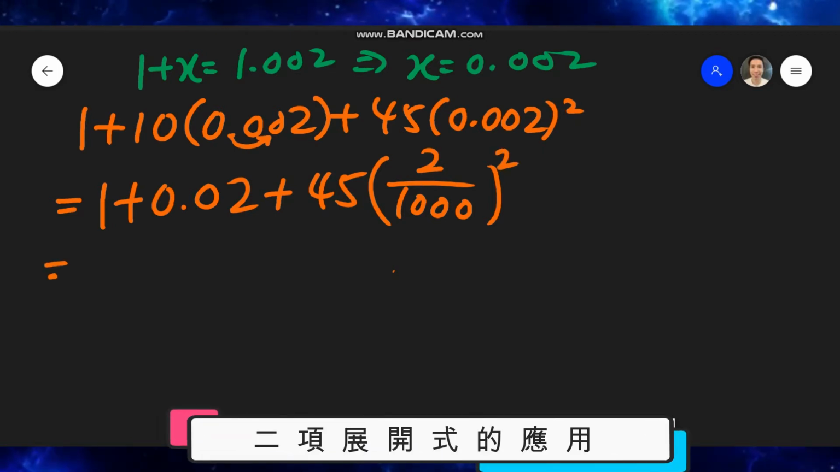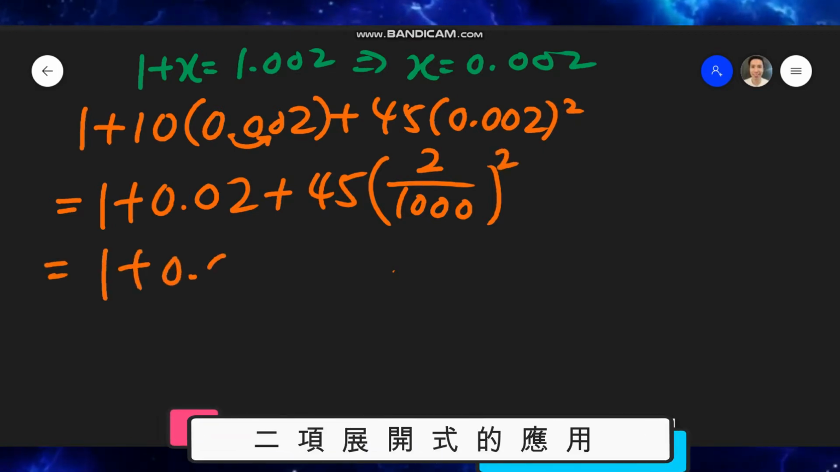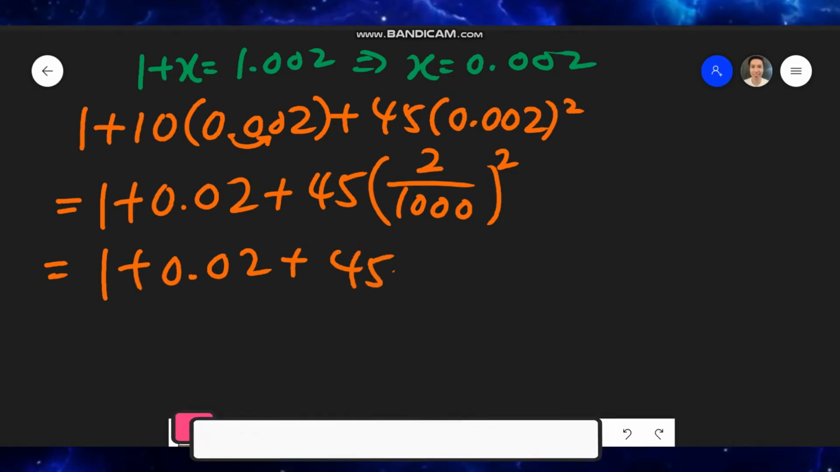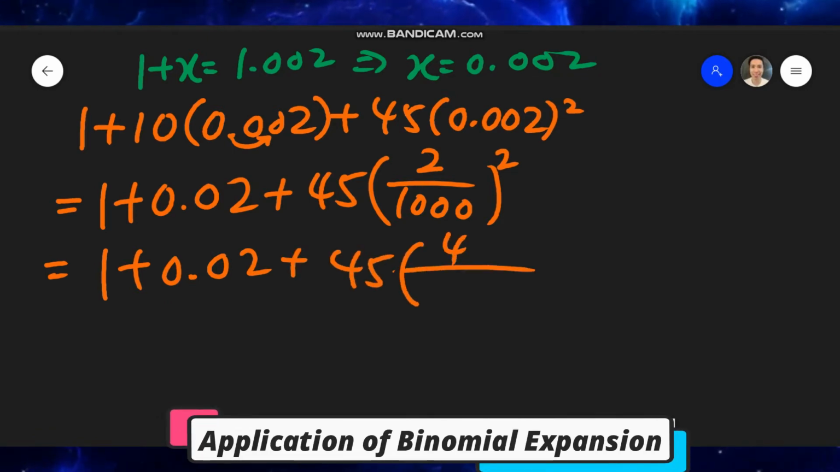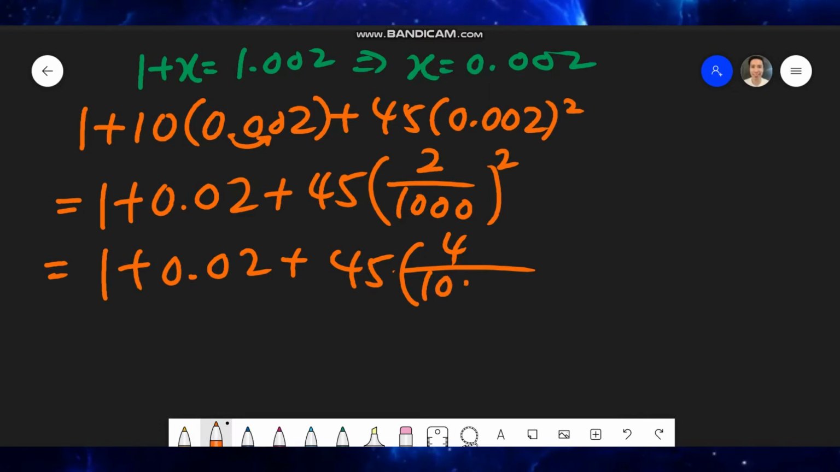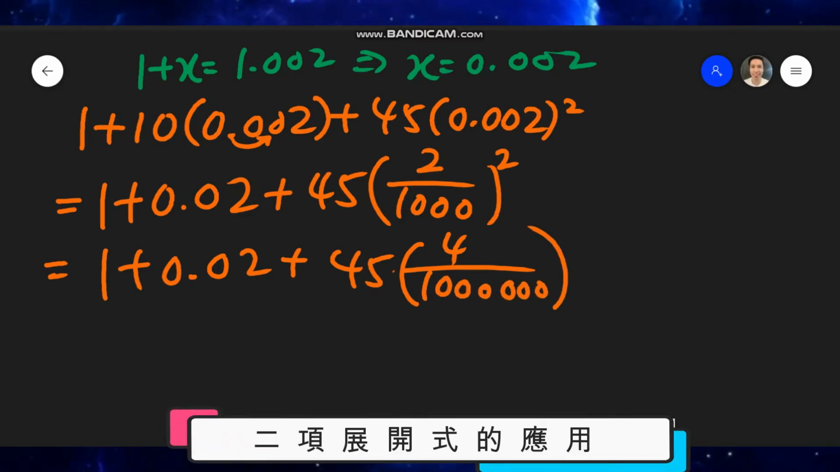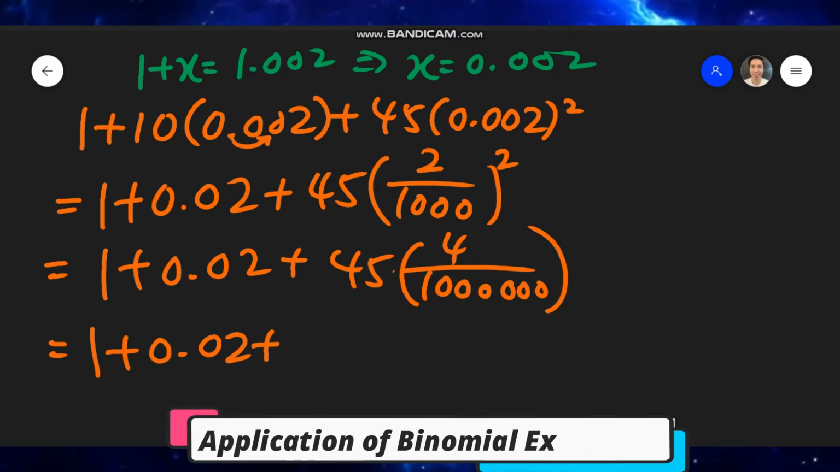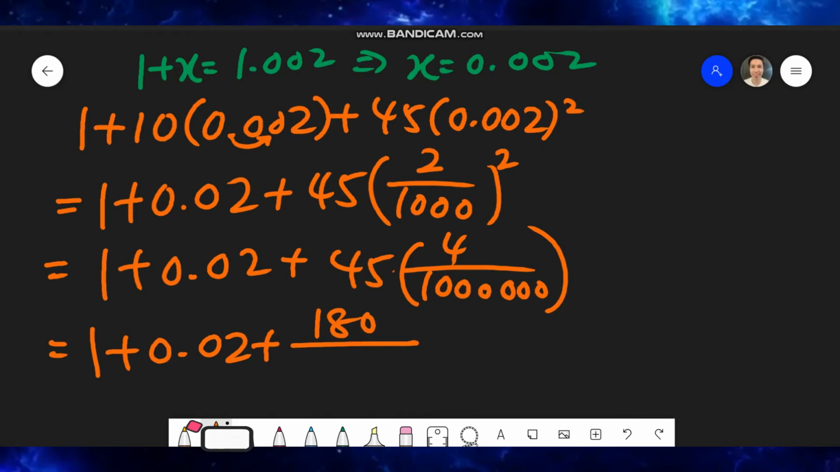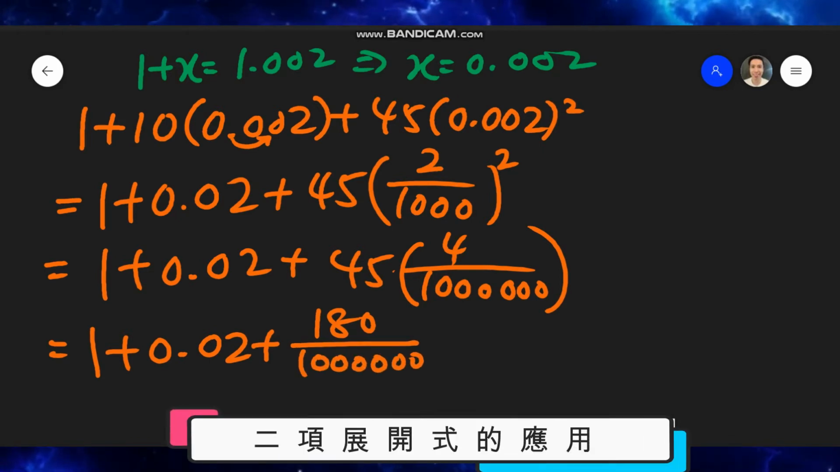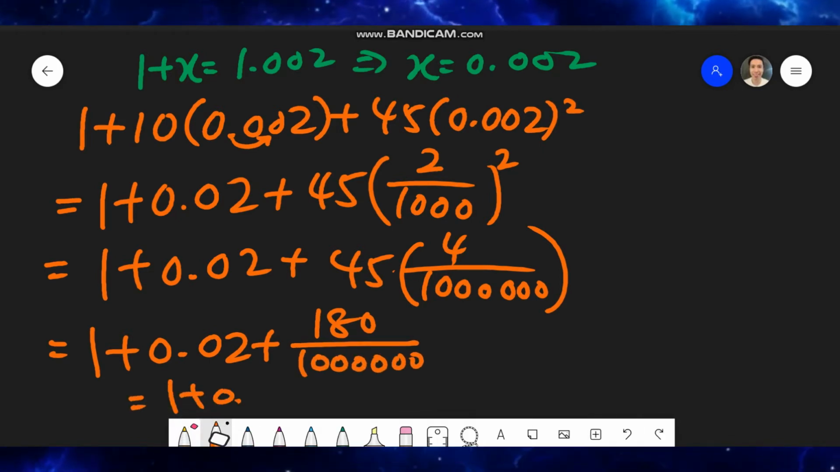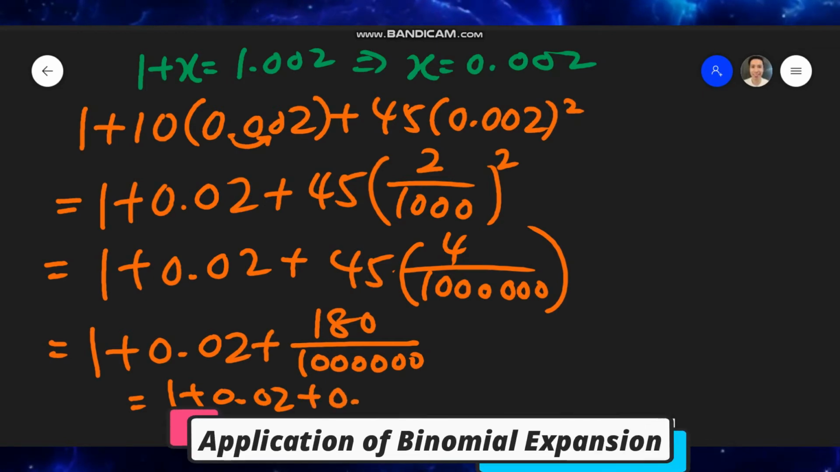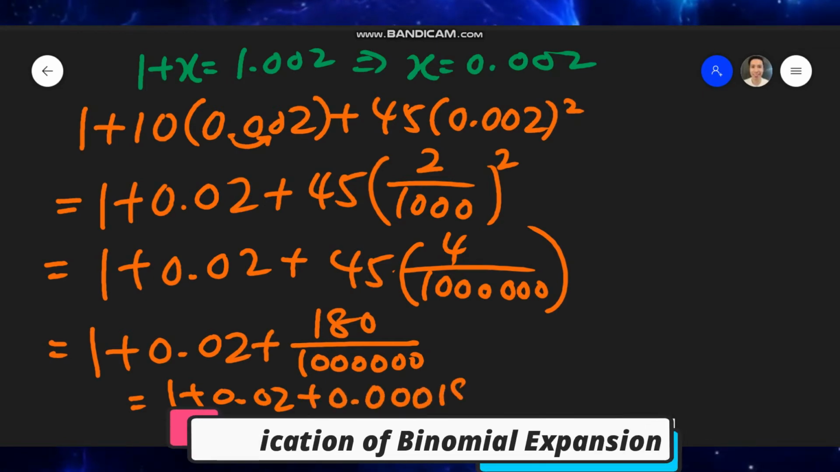Next, 1 plus 0.02 plus 45. So here 2 square is 4 over 1000 square will give us 1 million, right? 6 zeros at the back. Okay, so next part, 1 plus 0.02 plus 45 times 4 will give us 180, right? 180 over 1 million. And this part will give us 1 plus 0.02 plus 0.00018, yeah? We have 6 zeros, right?